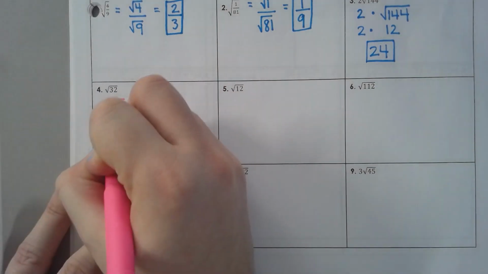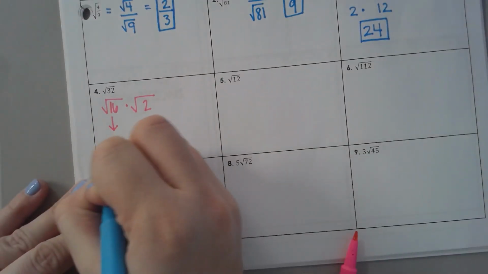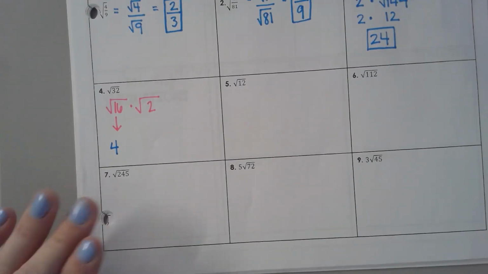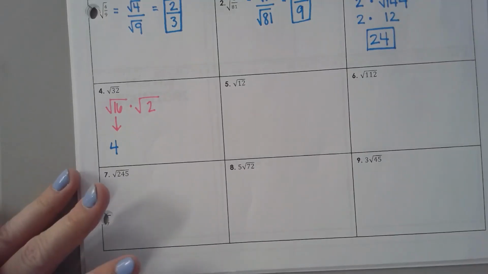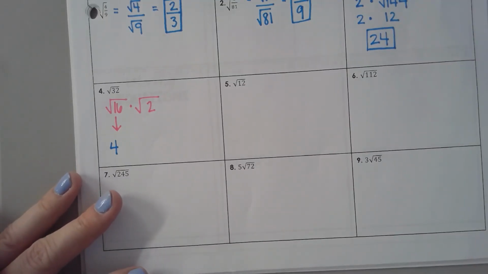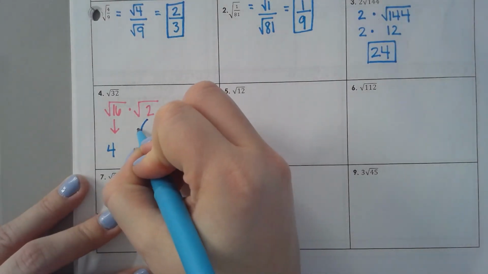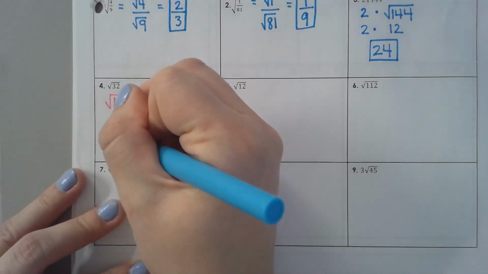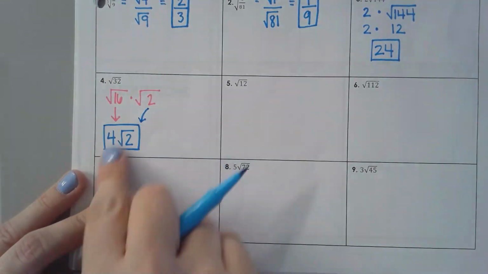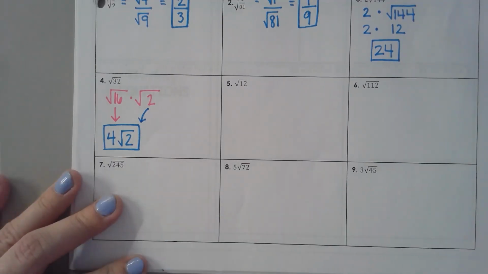Now, what is the square root of 16? It is 4. When you take the square root, it's just plain 4. A lot of people want to rewrite a square root and do it again. Don't do that. You only do the square root once. And then this other one, you bring down the square root of 2. So your first one becomes a whole number. Your second one, just bring it down. And that's your answer. 4 square root of 2.